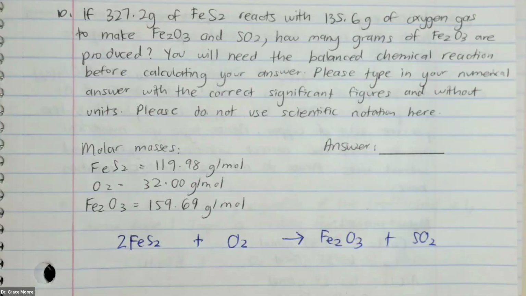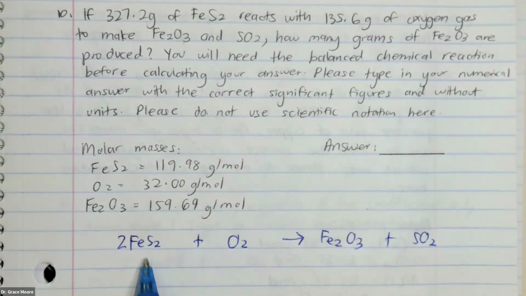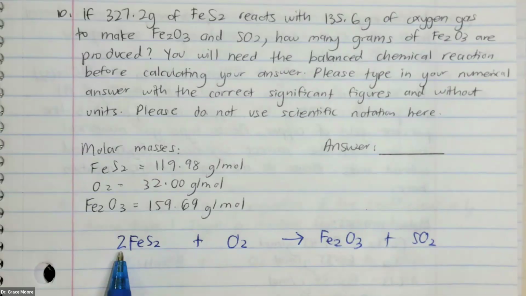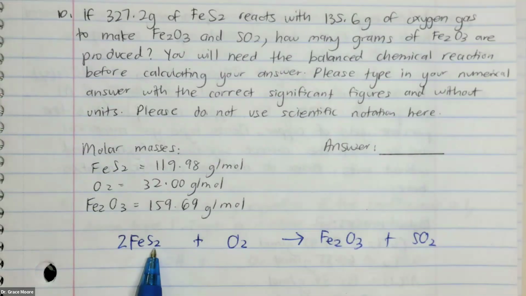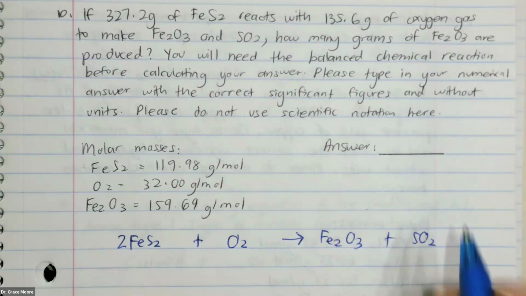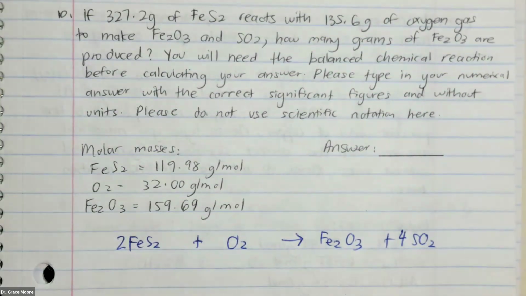Okay, now in this case, I got my iron balanced. Let's look at my sulfur. Sulfur, I have 4 here, and I only have 1, so what I would like to do is put a 4 here.